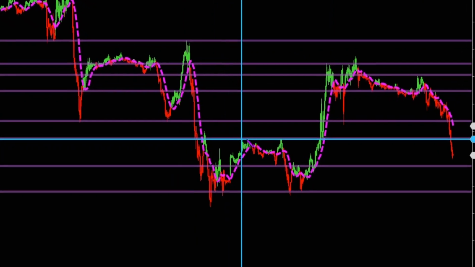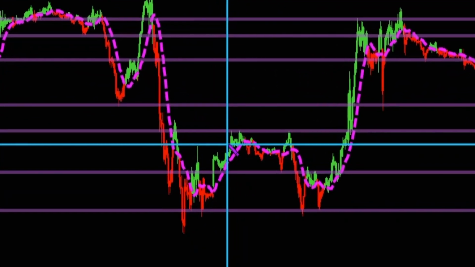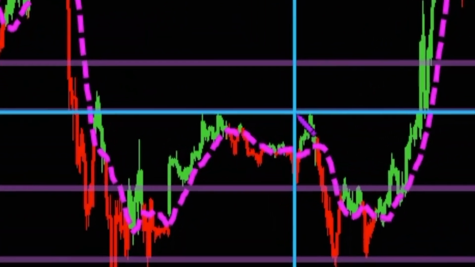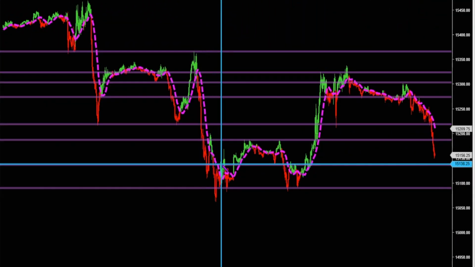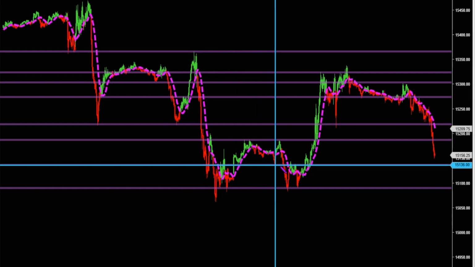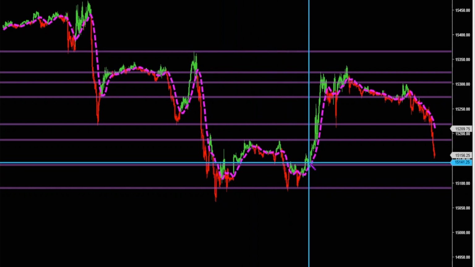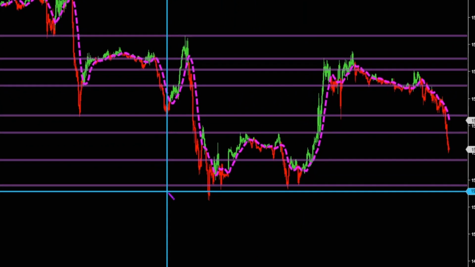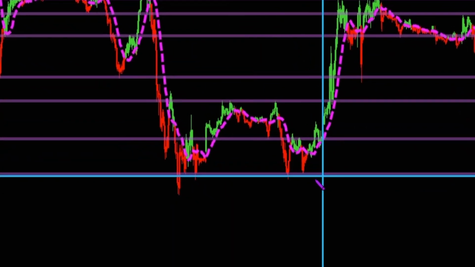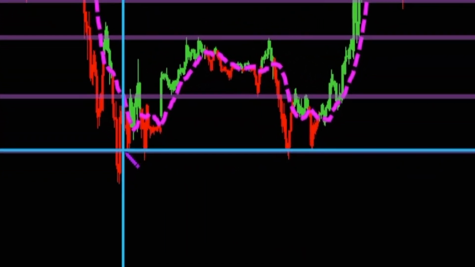Next one, just looking at the peaks right here. 1, 2, 3 peaks. Next line, touch there, touch there, touch there, touch there, touch there. And the last line I drew was just the bottom where it touched 4 different times there.